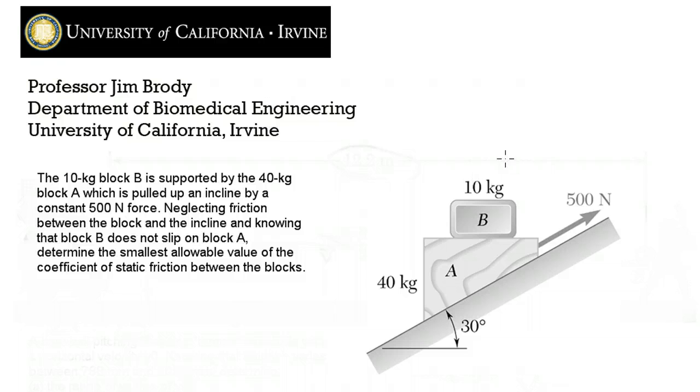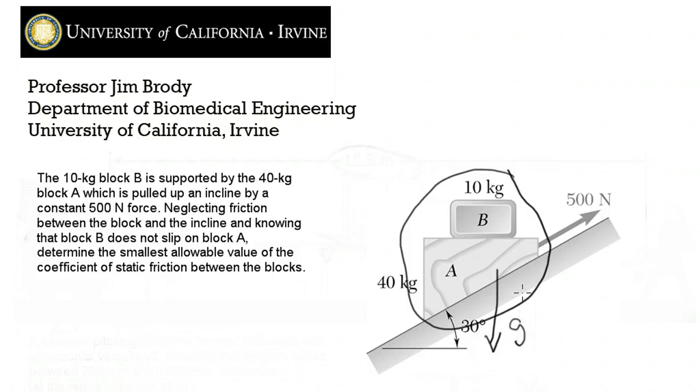We're going to solve this problem in two steps. We'll first consider this as a combined body and just calculate the motion of this AB block. So there's a mass of 50 kilograms. There's this force, 500 newtons, going this way. There's going to be gravity acting down, and so it's a simple problem. Calculate the motion of this combined block.